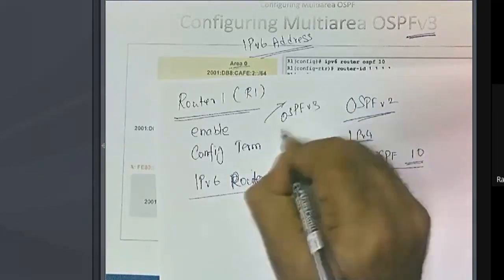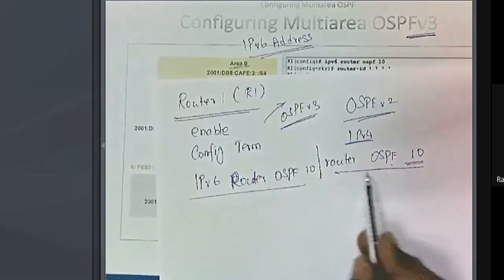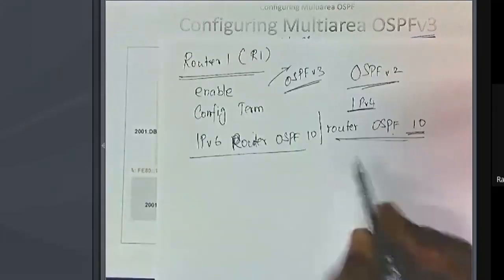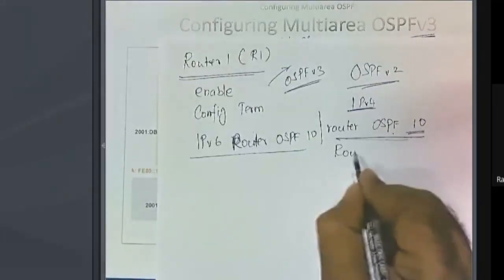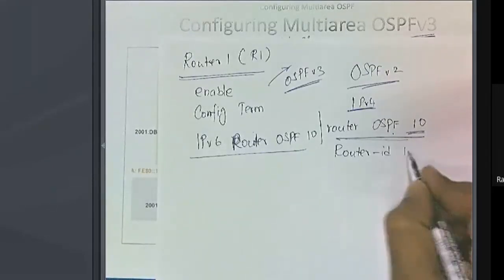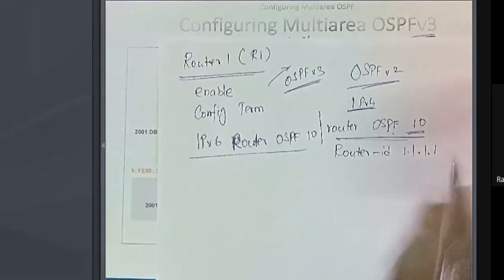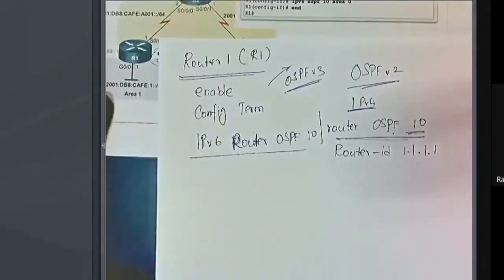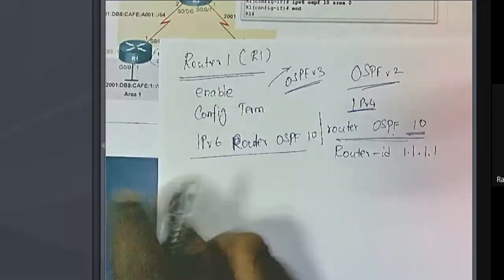OSPFv3. Same command, but only the word IPv6 comes in front. Then the router ID. Here I will give the router ID like this: router-id 1.1.1.1. This is the command.